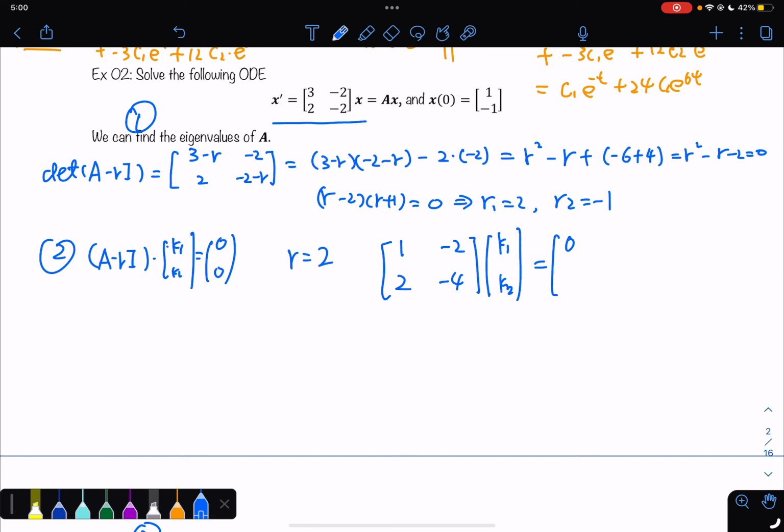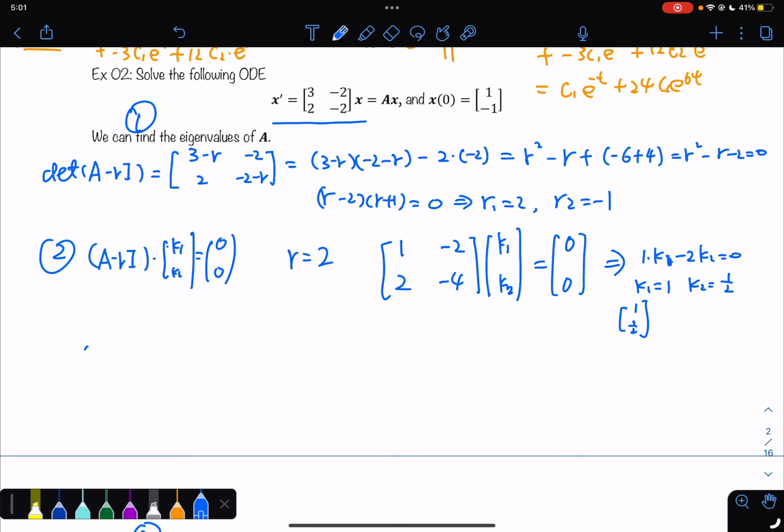So it's supposed to equal 0, 0. So I have 1 times k1 minus 2 times k2 being 0. So if I have k1 being 1, my k2 is 1/2. So I end up with r being 1 and the corresponding eigenvector being 1 and 1/2.